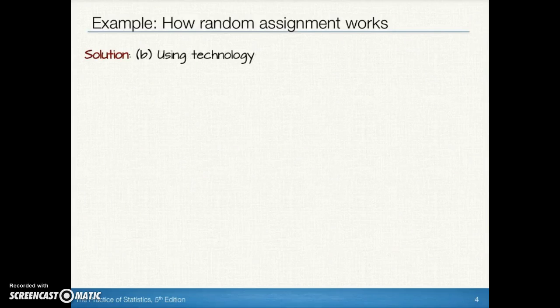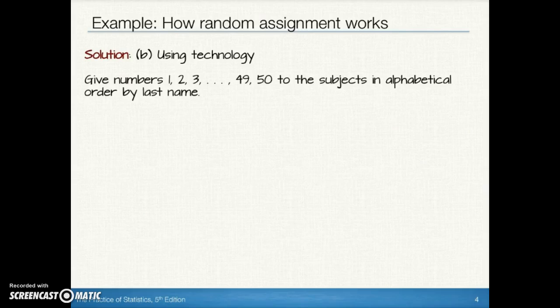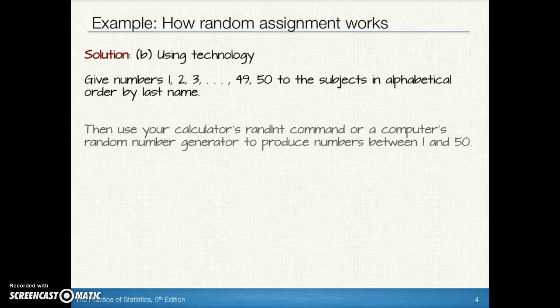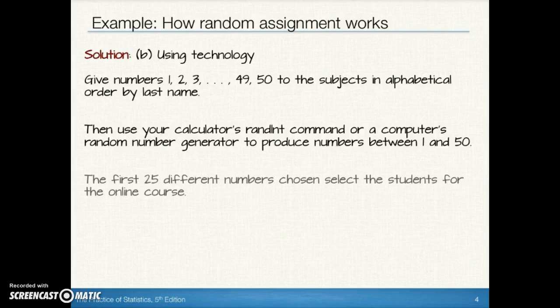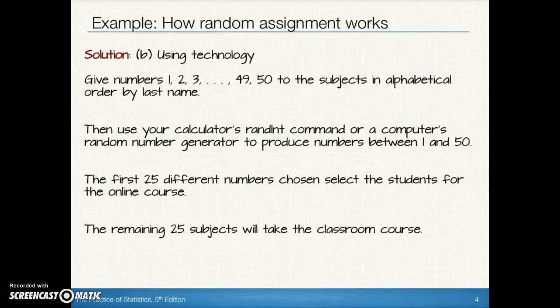We could also use technology to assign our treatments. So we could give numbers 1, 2, 3, and so on all the way up to 50 to the subjects in alphabetical order by last name. Then we could use our calculator's randInt command or a computer's random number generator to produce numbers between 1 and 50. The first 25 different or unique numbers that are chosen would select the students for the online course. Remember, we have to ignore repeats when they come up. The remaining 25 subjects would take the classroom course.